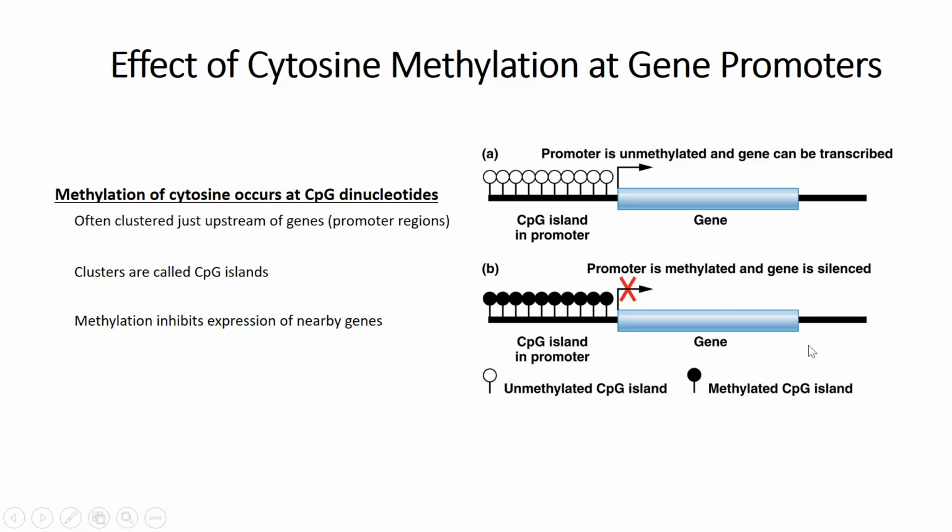So gene regulation by DNA methylation is going to shut off genes in two ways. One is compacting them into heterochromatin, and the second is by methylation of the promoter, which prevents binding of the basal transcription factors.